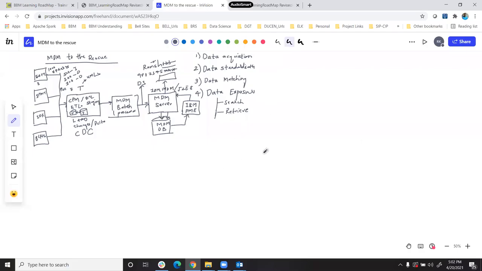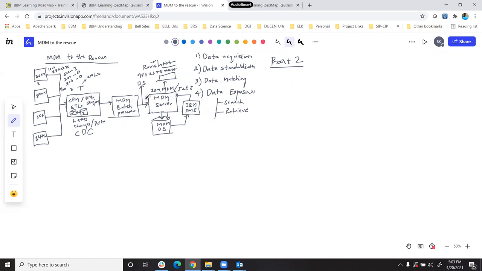So welcome again. This is part two of the MDM series. So we understood what MDM is and how it is typically done. So this is part two. We all know it's about acquiring the data and then transforming that data into an XML.